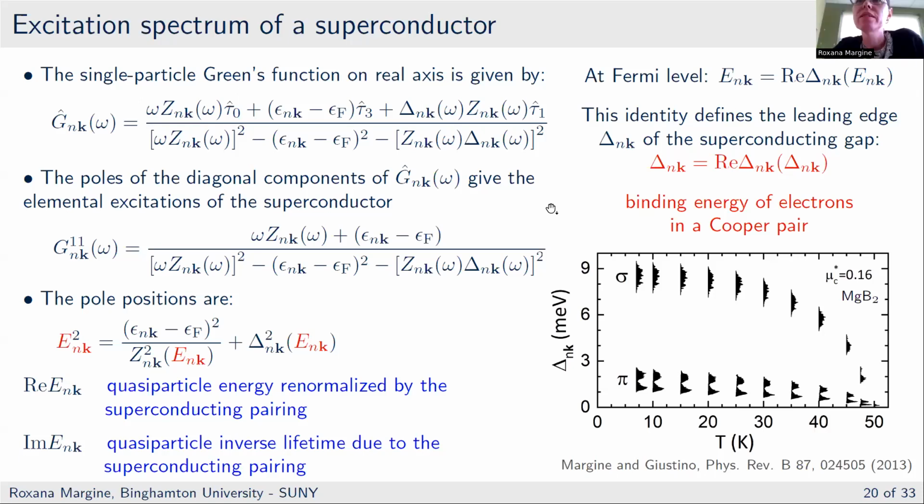Why do the off-diagonal terms vanish beyond the critical temperature? They vanish above the critical temperature because Delta_nk, the superconducting gap, becomes 0. Once you go above the critical temperature, you get back into a normal state where you have a metal, so there shouldn't be a gap.